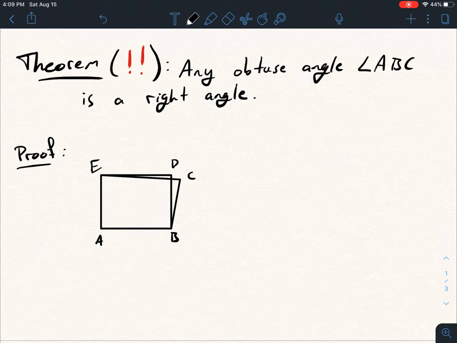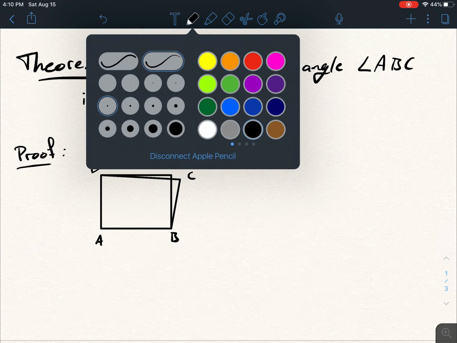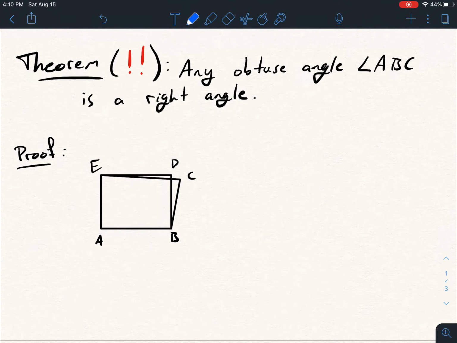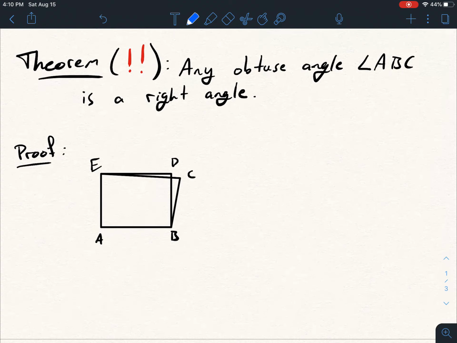Okay, so I'm going to do that. And so now, because ABC is an obtuse angle, well, all right, I'm getting ahead of myself. I'm going to draw a perpendicular bisector to the line EC and also to the line AB.